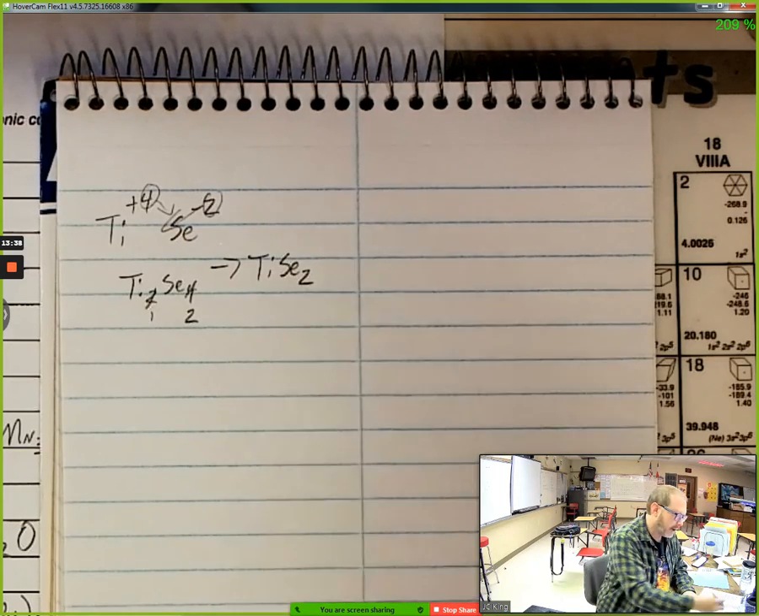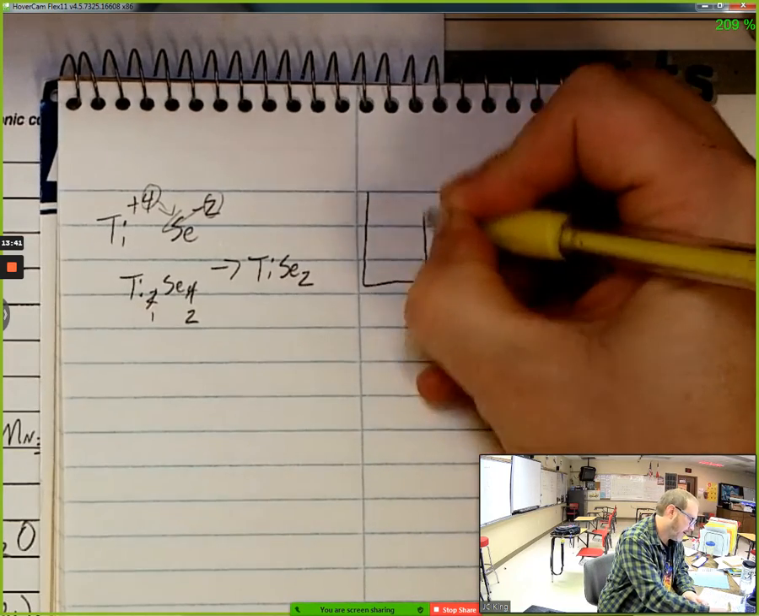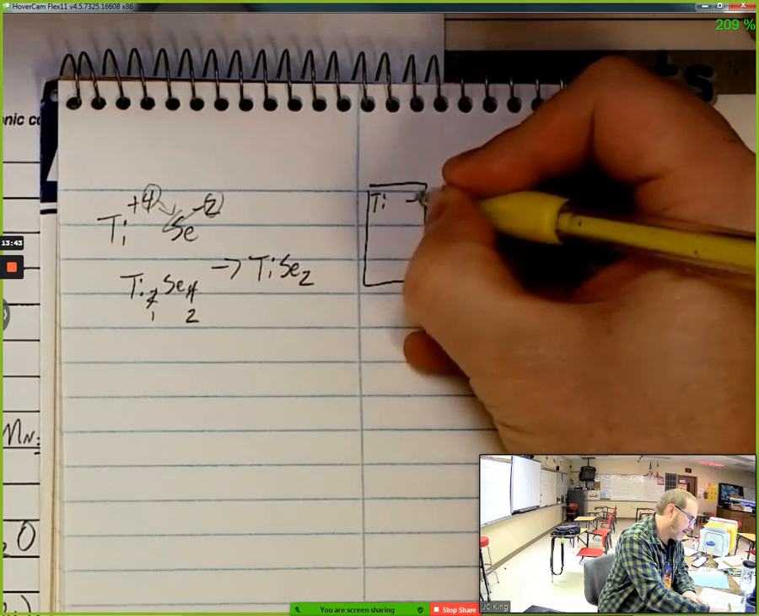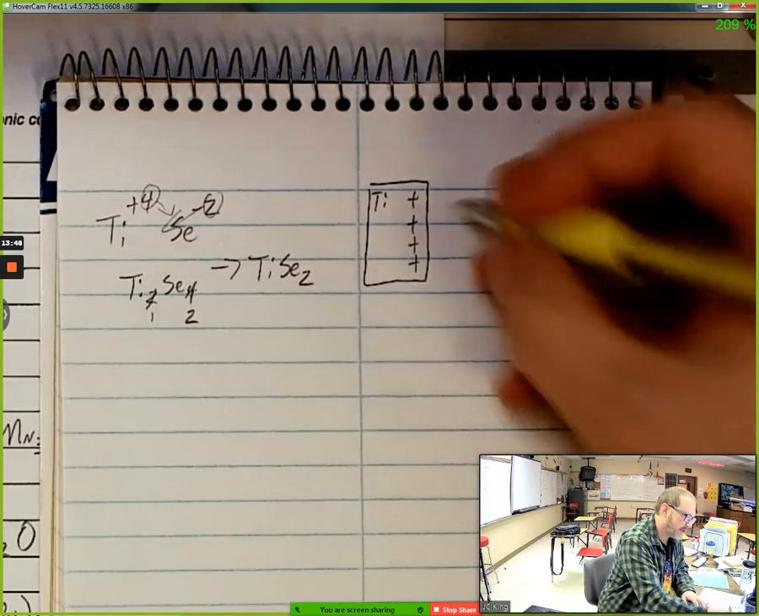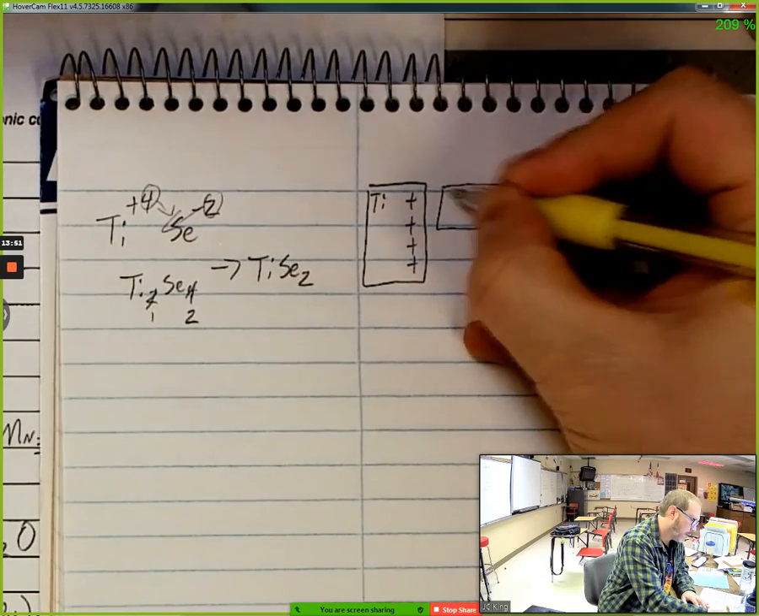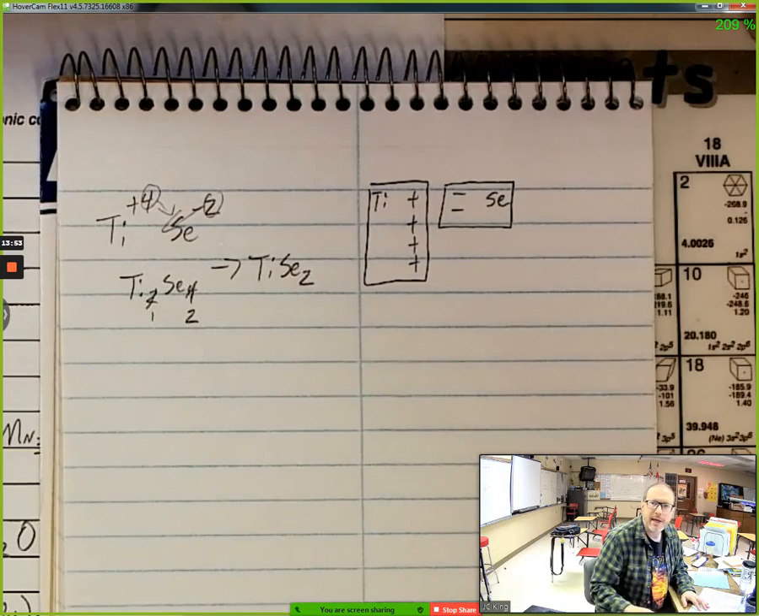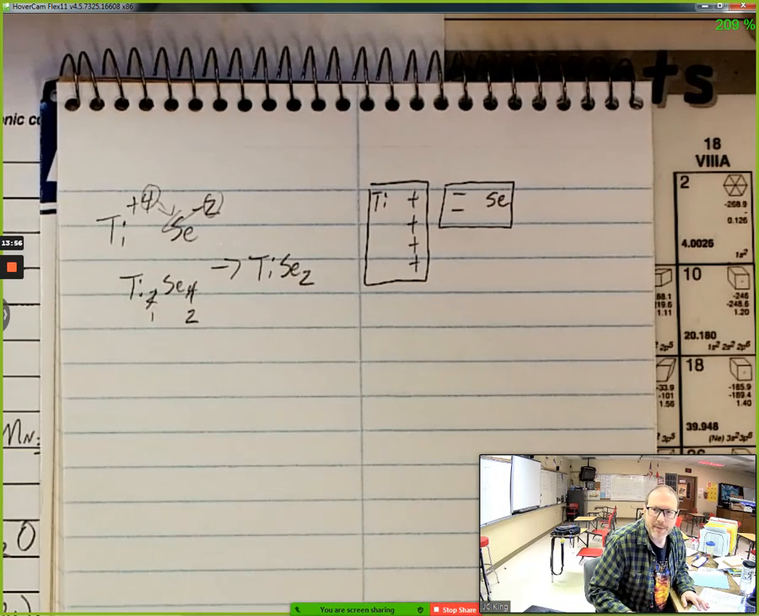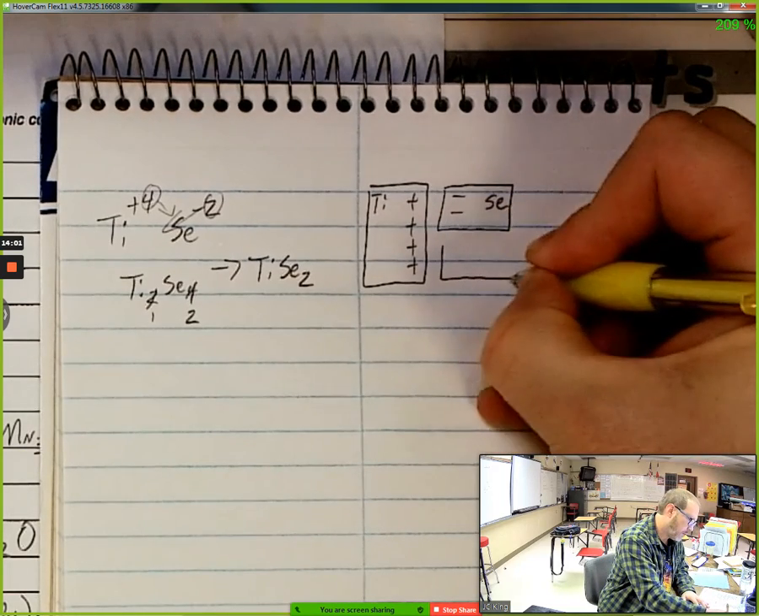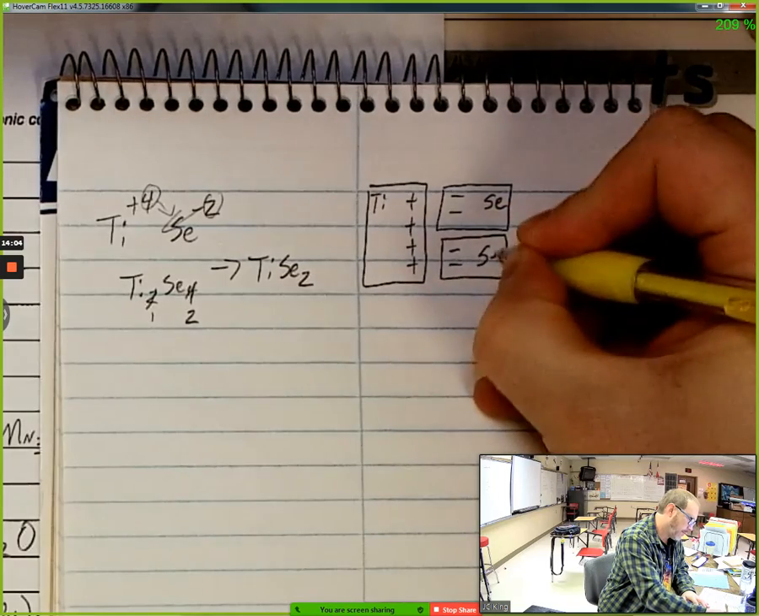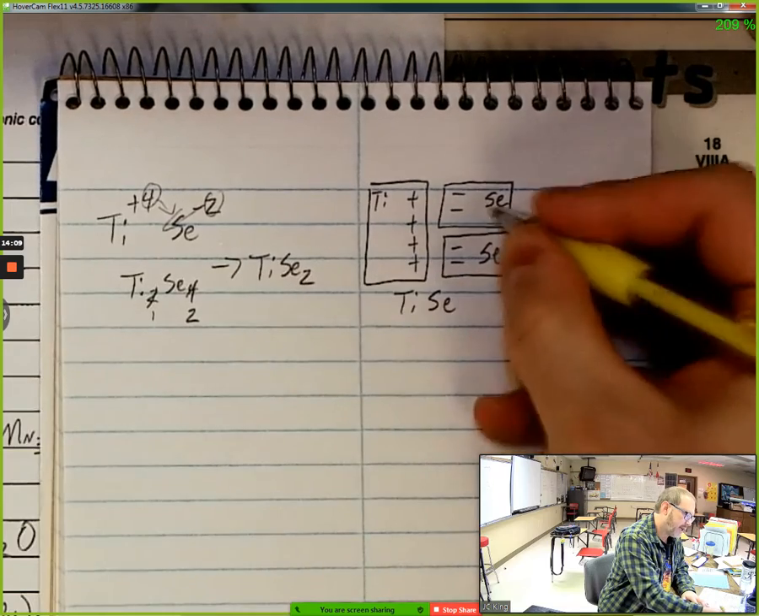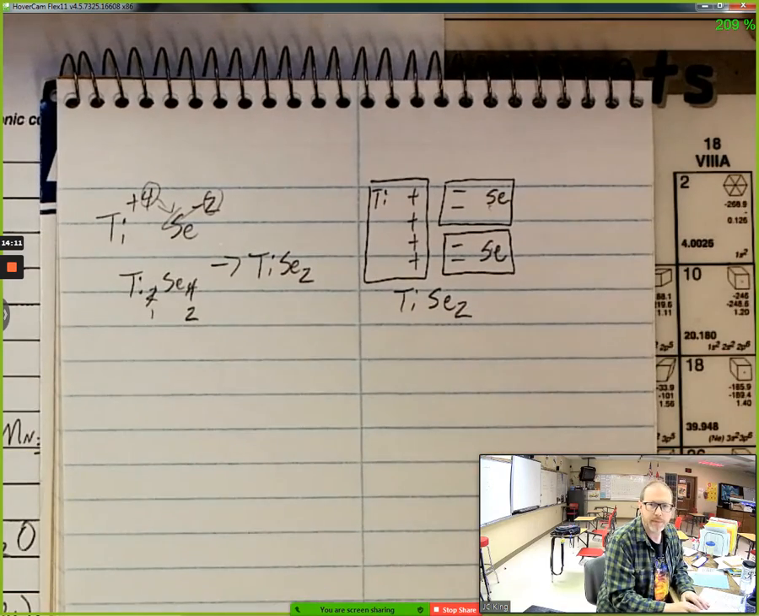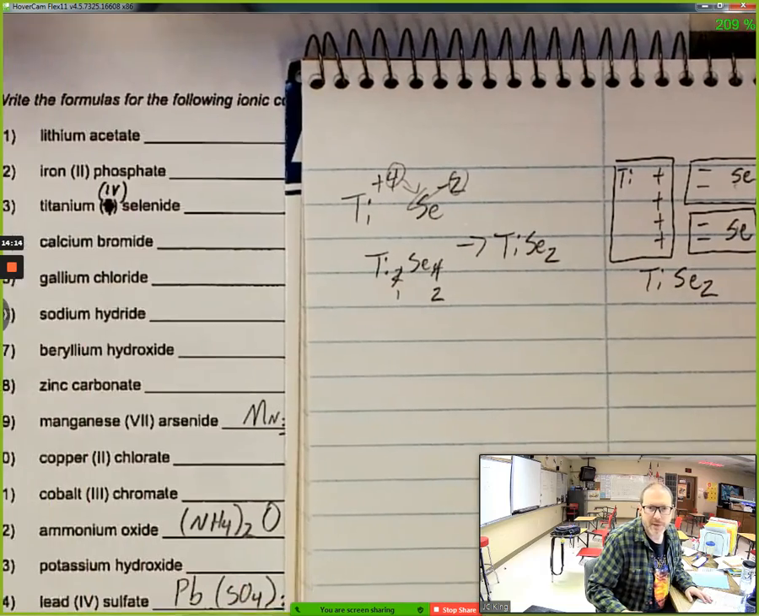Let's do it by drawing pictures of our ions, though. So if I've got a Ti that's got 4 positives on it, and if all of my selenides, all of my seleniums just have -2, you see this way how I'm going to need one more selenide to cover up those positive charges? So again, I've got Ti1, Se2. Get the same answer either way there.